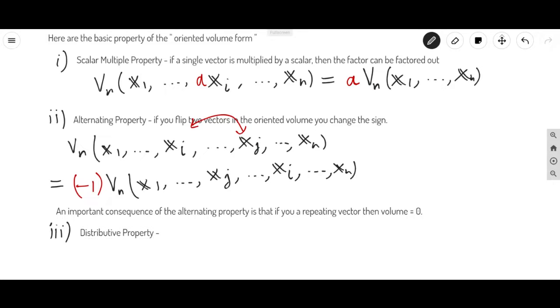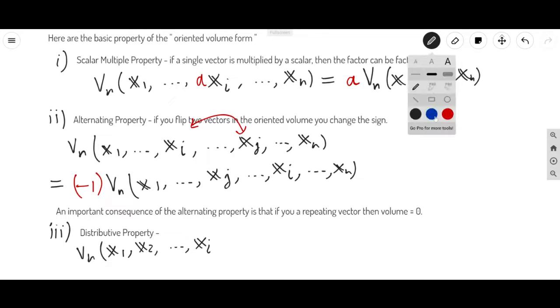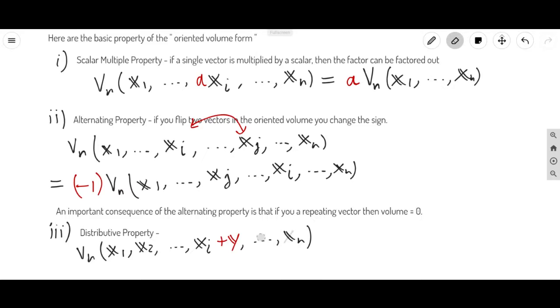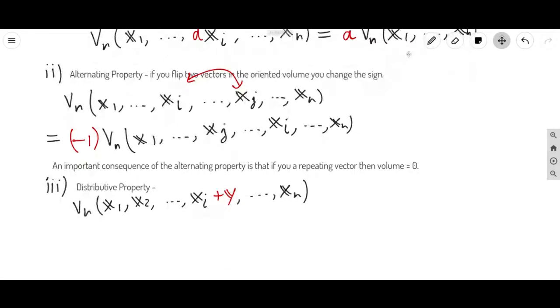And the distributive property says that, let's suppose you have Vn of x1, x2, and then somewhere you have xi, and you add to it another vector. You add to it another vector, let's call it y, and you keep everything else the same as it is, up to xn. So you're only adding an additional vector just to the ith position. Everything else remains the same.